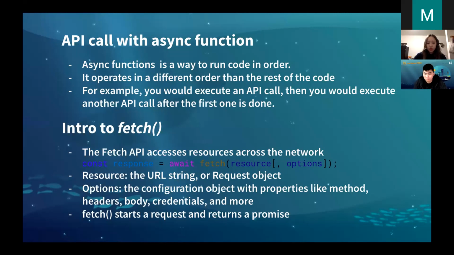Download and upload files. So to start a request, call the special function fetch, which accepts 2 arguments: resource, the URL string or a request object, then options, the configuration object with properties like method, headers, body, credentials, and more. So fetch starts a request and returns a promise. When the request completes, the promise is resolved with the response object. And if the request fails due to some network problem, the promise is rejected.